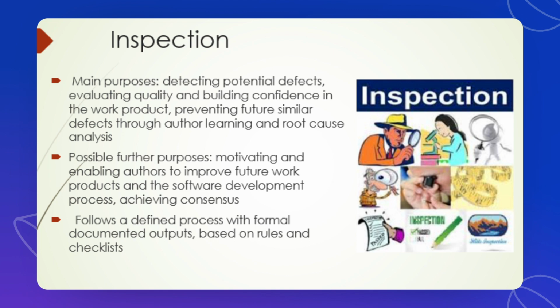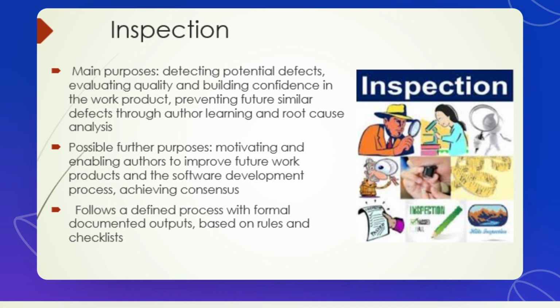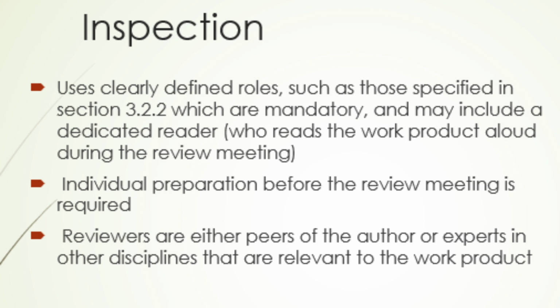So possible further purposes are motivating and enabling the author to improve future work products and software development processes, and achieving consensus. Inspection follows a defined process with formal documented output based on rules and checklists. So in the inspection, we use clearly defined roles. We have author, scribe, management, all of which are mandatory, and may include a dedicated reader who reads the work product aloud during the review meeting.